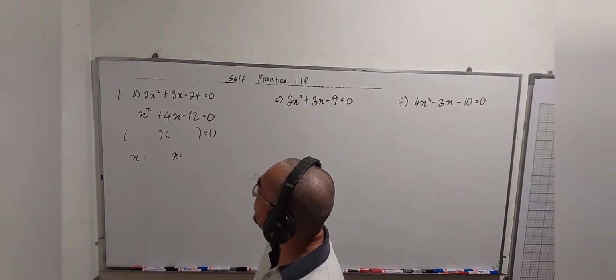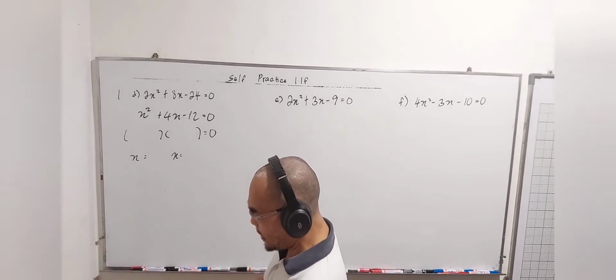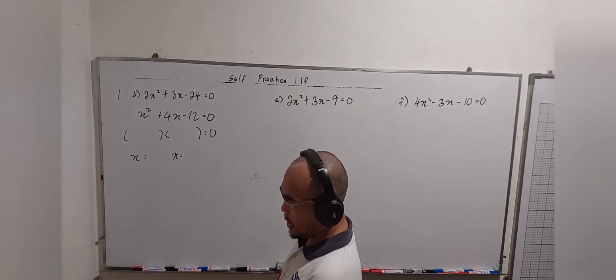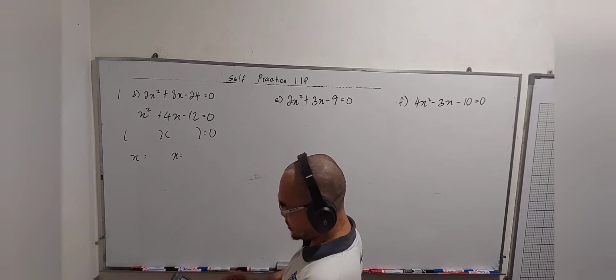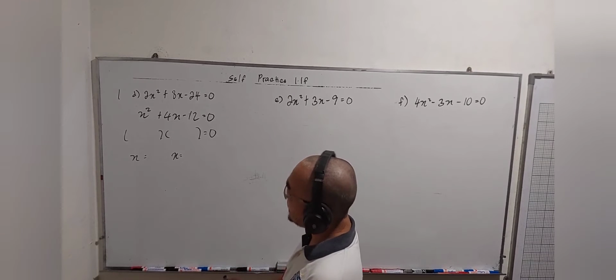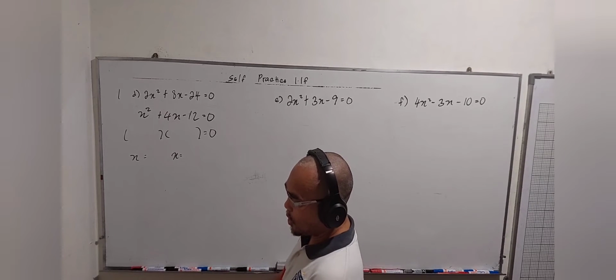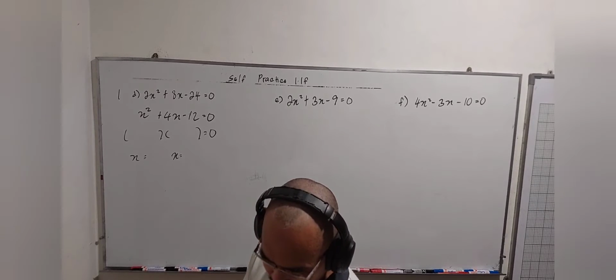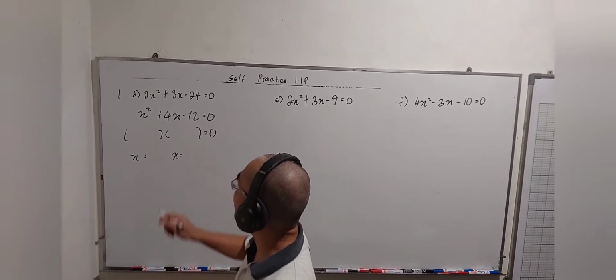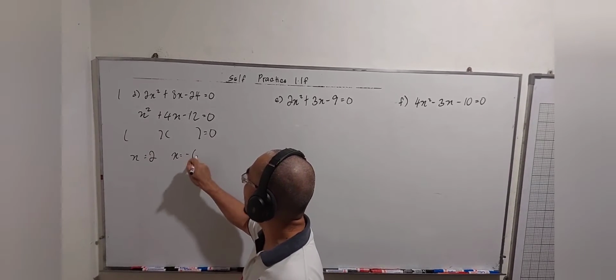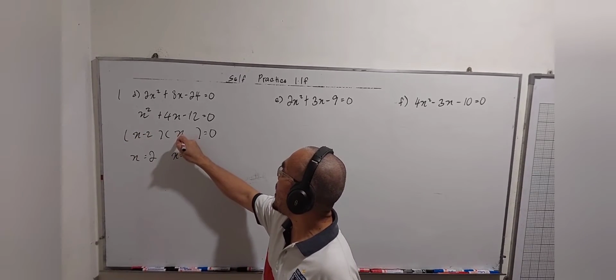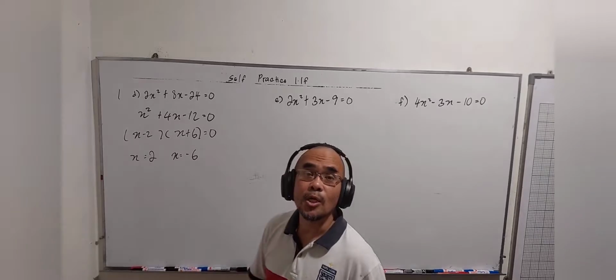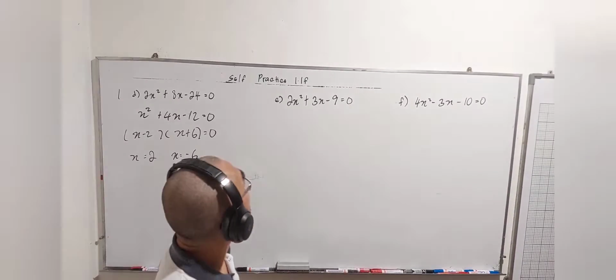So insert the value. In this case, a is 1, b is 4, c is negative 12. Then the first value will be 2, the other is negative 6. So here will be x minus 2, x plus 6 equals to 0.